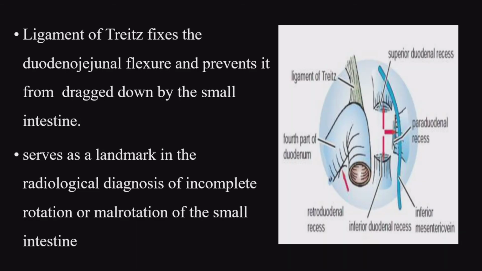The ligament of Treitz fixes the duodenojejunal flexure and prevents it from being dragged down by the weight of the loops of the small intestine. It also serves as an important landmark in the radiological diagnosis of complete rotation or malrotation of the small intestine.